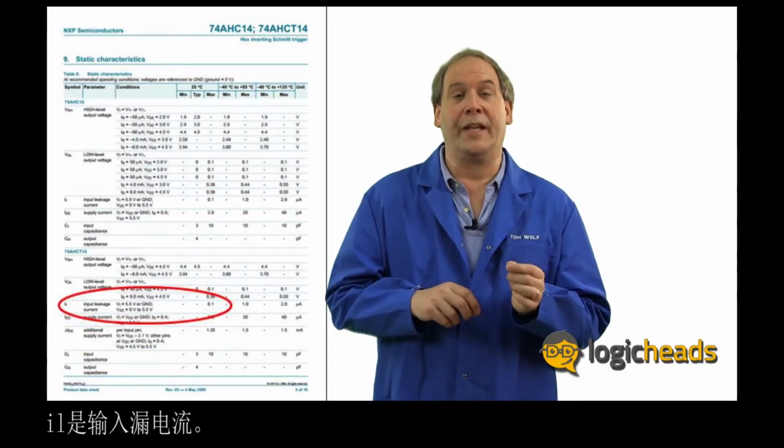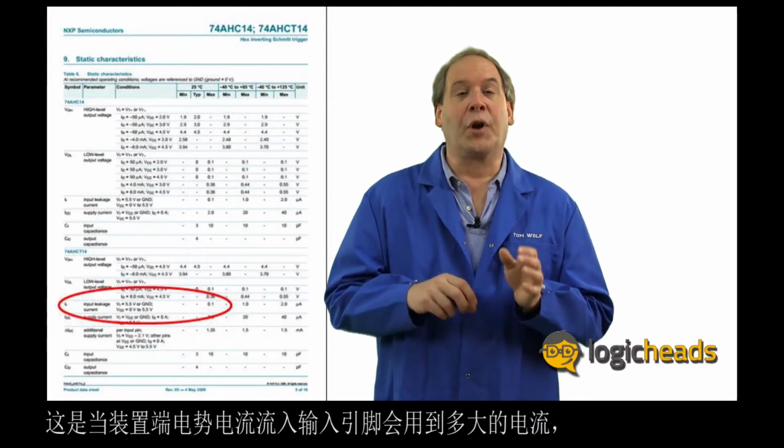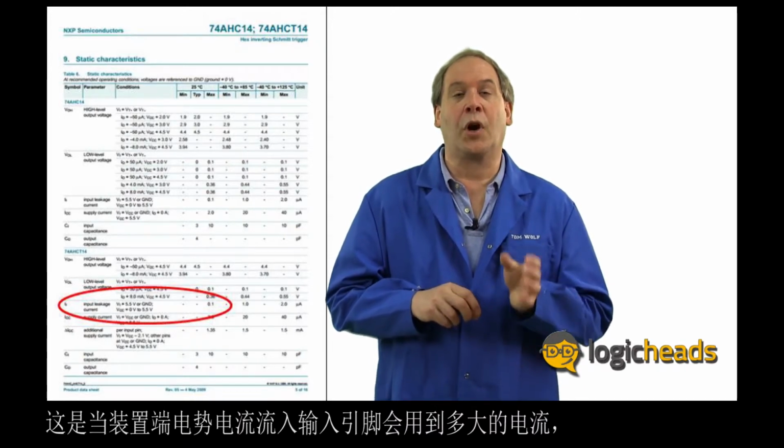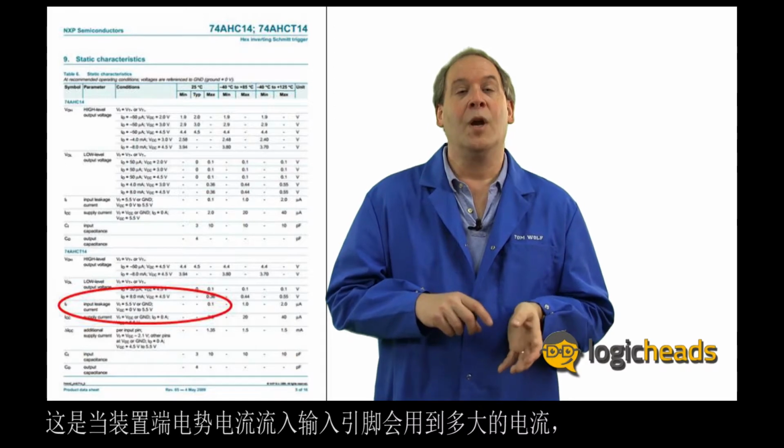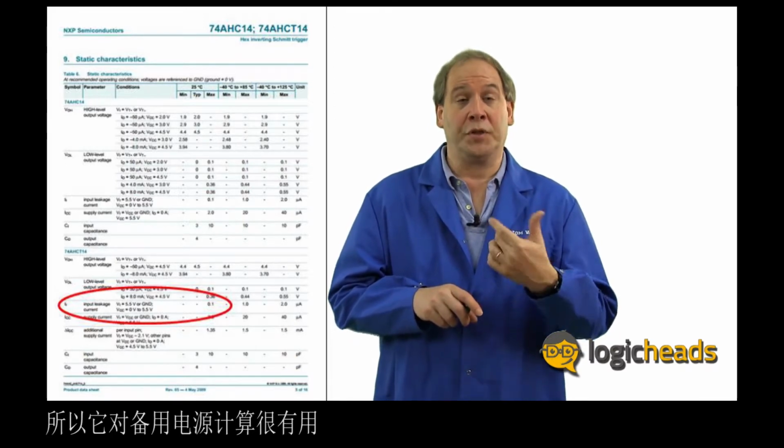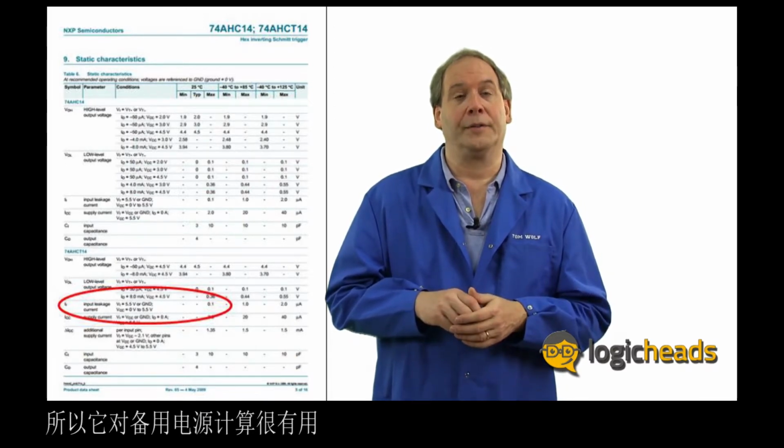IL is the input leakage current. This is how much current the device uses due to the current flowing into the input pins when the device is powered off. So it's useful for standby power calculations.